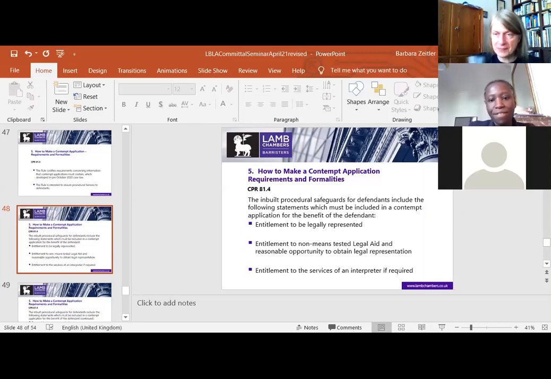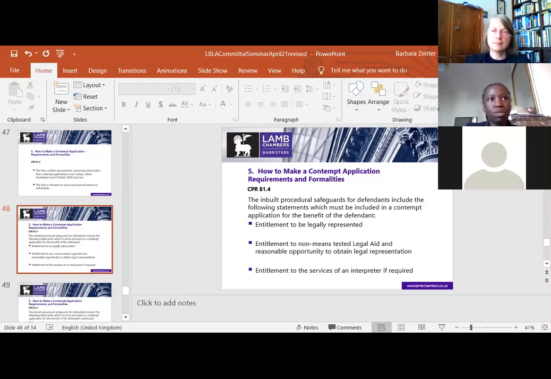Elizabeth. Thank you very much, Barbara. As Barbara has already underscored, the new CPR 81.4 has these inbuilt procedural safeguards for the defendant, and they are essentially codified requirements for the making of a contempt application. I've picked a number of these because for me, I think they are extremely important safeguards for the defendant.